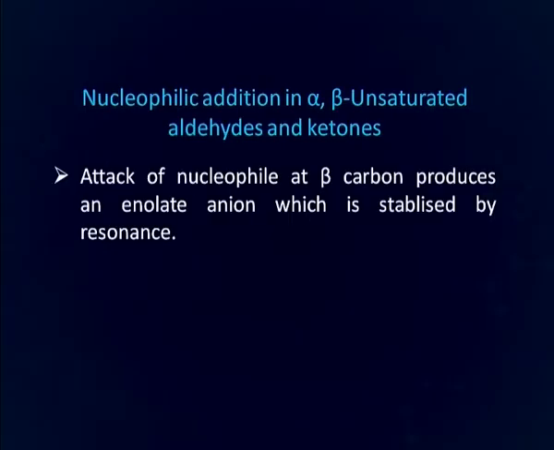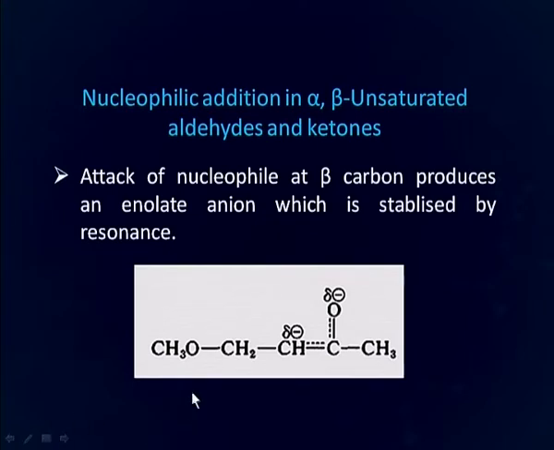Nucleophilic reagents normally do not attack carbon carbon double bond, but it is the carbonyl function which enhances the reactivity of double bond towards such reagents. Attack of nucleophile at beta carbon produces an enolate anion which is stabilized by resonance. This is the enolate anion which is stabilized by resonance, that is both this carbon and oxygen have delta negative charge, and that is why addition can take place at either this beta carbon or at this carbon here, a carbonyl carbon.